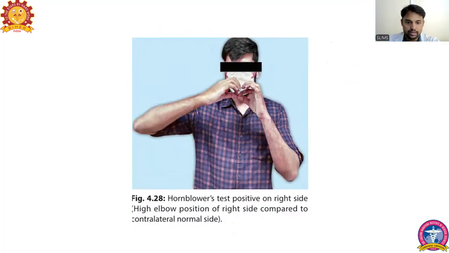This is called the Hornblower test. In this test, we should compare to the opposite side. We should make the position high like this, but he can't do this. See, on the right side he is able to do the horn blowing like this. On the left side he can't hold the shoulder joint in an abducted, externally rotated position; the shoulder is dropping. So that is called a positive Hornblower sign, with a high elbow position on the right side compared to the contralateral normal.